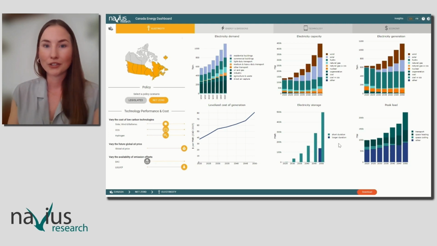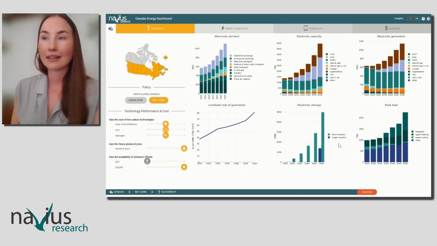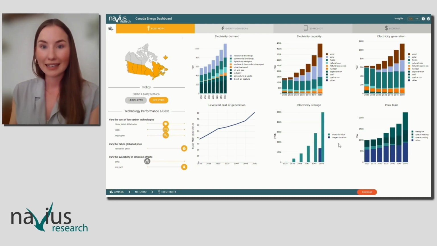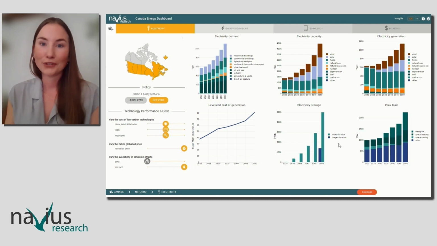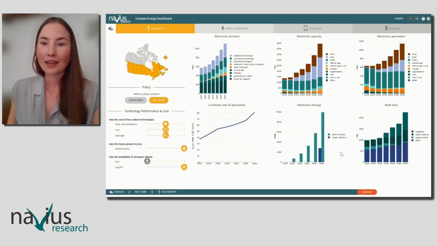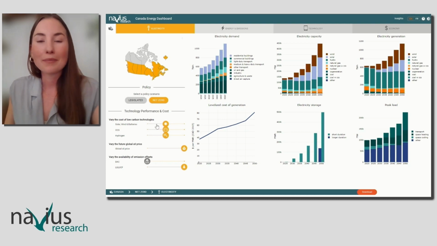Another longer duration storage option that we don't have in this model yet is flow batteries. That is one technology that we see ourselves adding in the future, but for now, we just have these two archetypes.